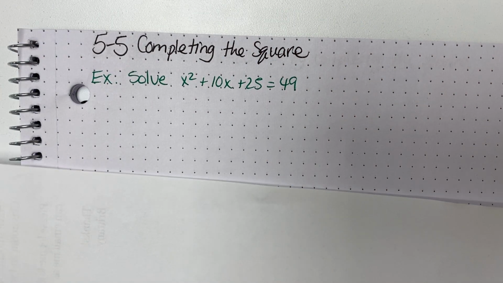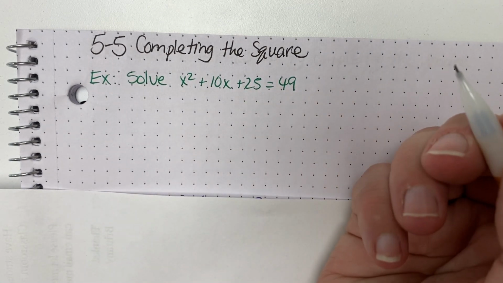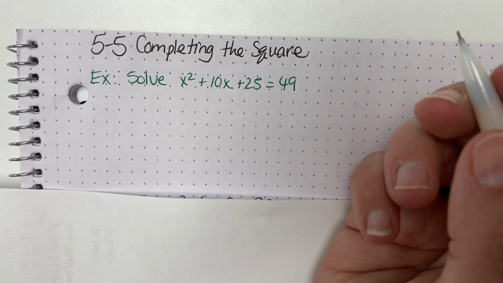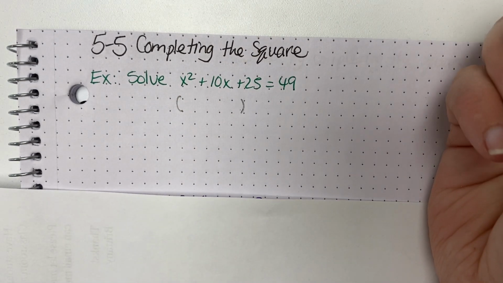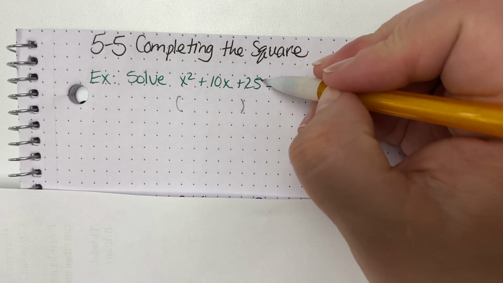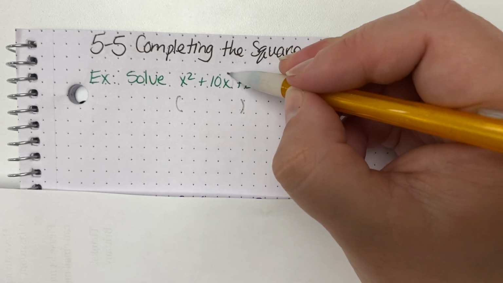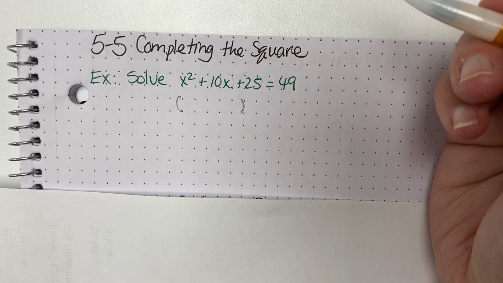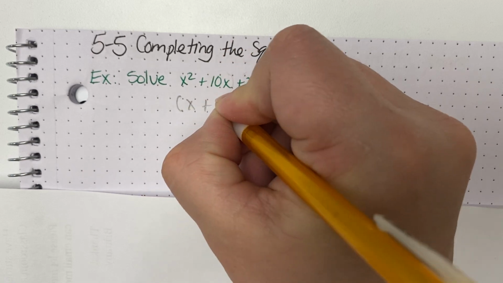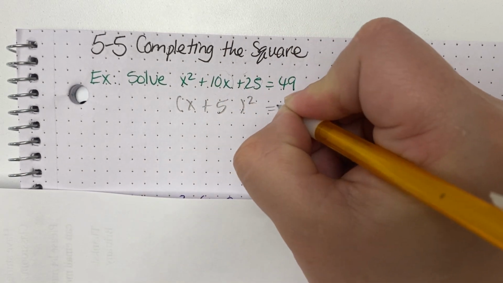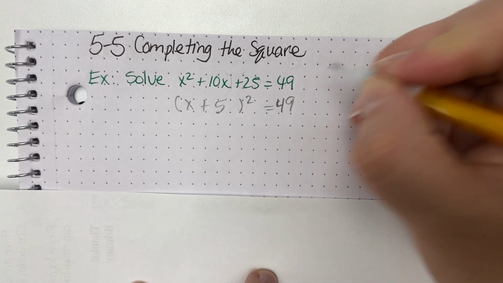All right, so if I were to take a look at this here, I would notice that this over here is a perfect square, and in that perfect square I have that 5 multiplies to 25 and 5 adds up to 10. So I have x plus 5 squared equals 49. That was our perfect square factoring rule.